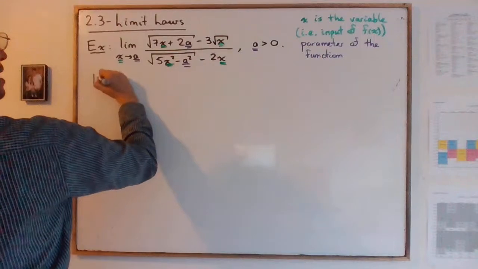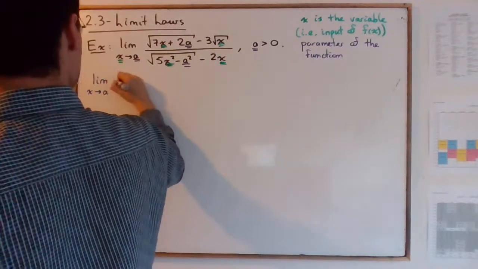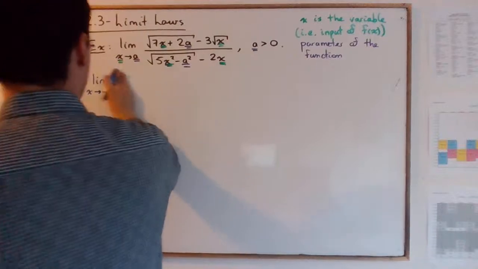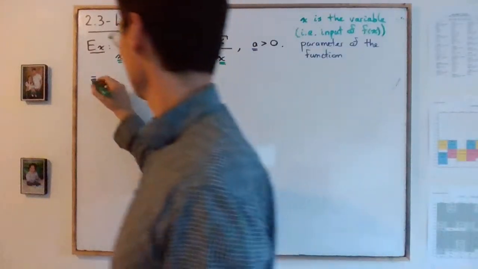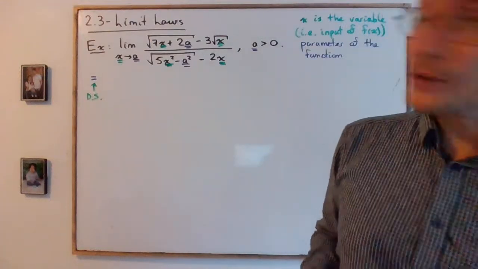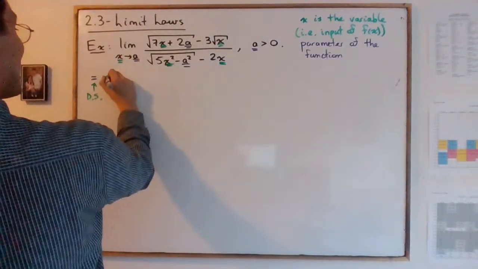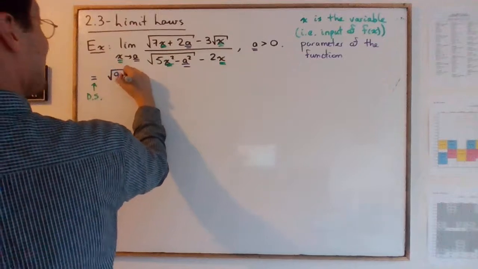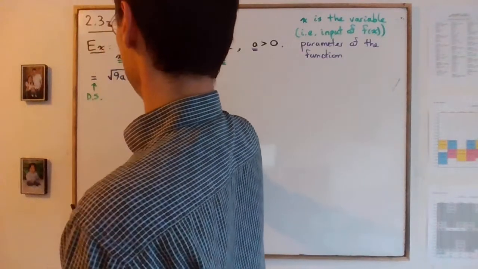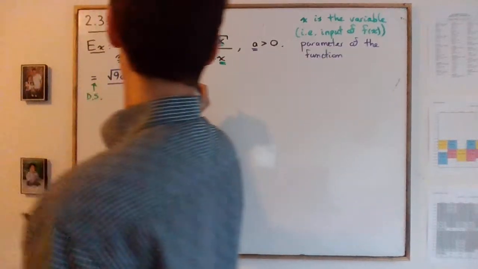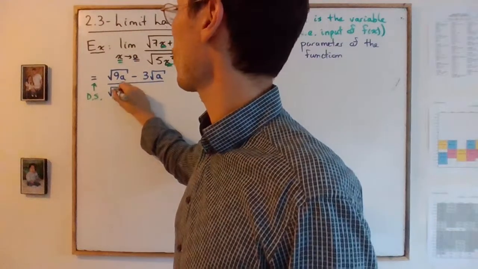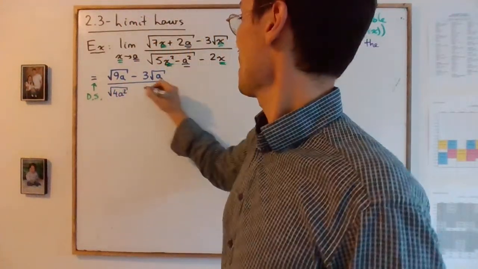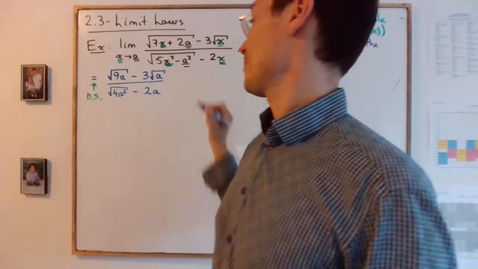Unfortunately, as you can see, I must rewrite it as is to be able to proceed. So, okay, I'll do something a little bit funky. This is equal by direct substitution. Then as you substitute, what are you going to get? You'll get the square root of 9a minus 3 square root of a, divided by 5a squared minus a squared, so that's going to be the square root of 4a squared, minus 2a.